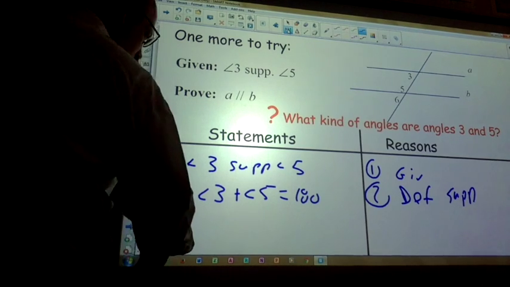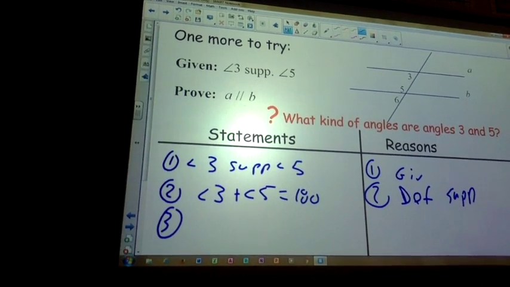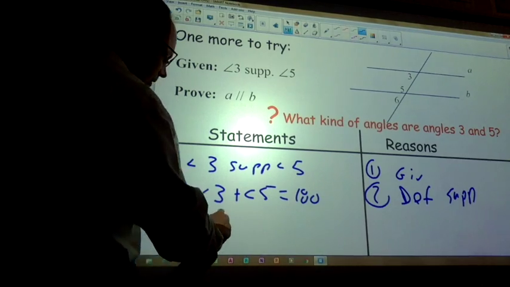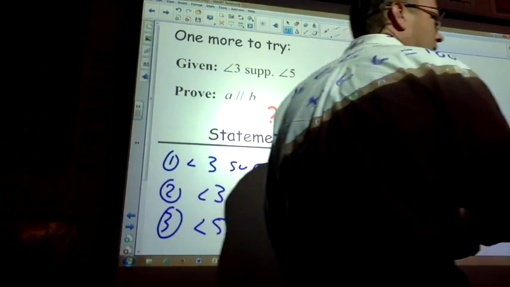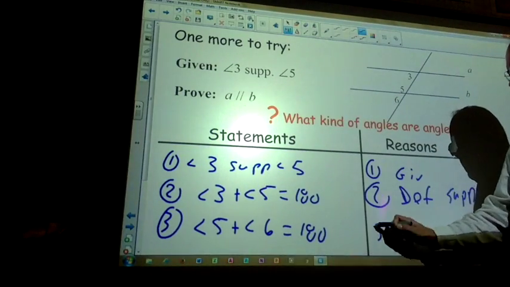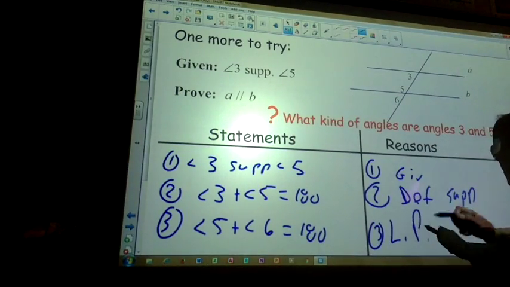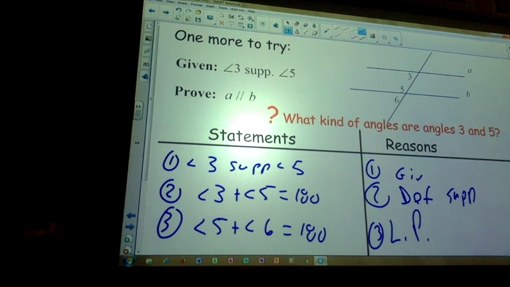All right. So, hey, what's two other angles that I could add together? You can give me 180. 5 and 6. Thank you. I'd say that's linear pair. What do you think? Yep. Wait, could we also say definition of supplementary? Supplementary would work.